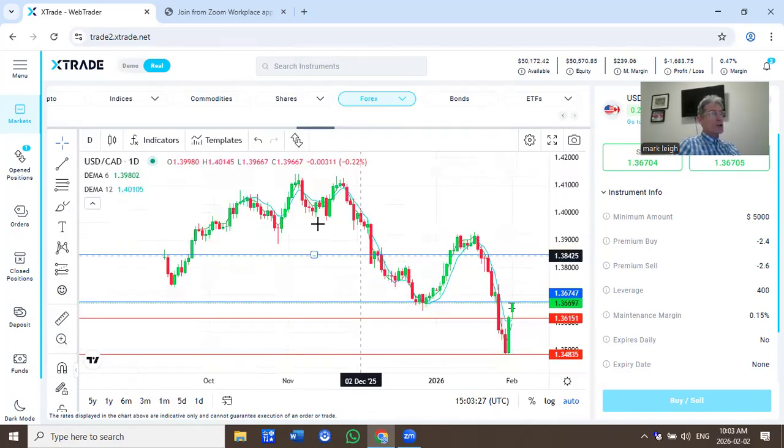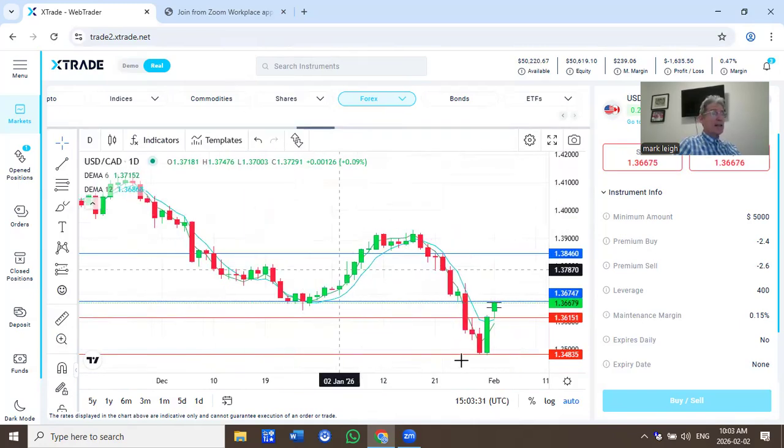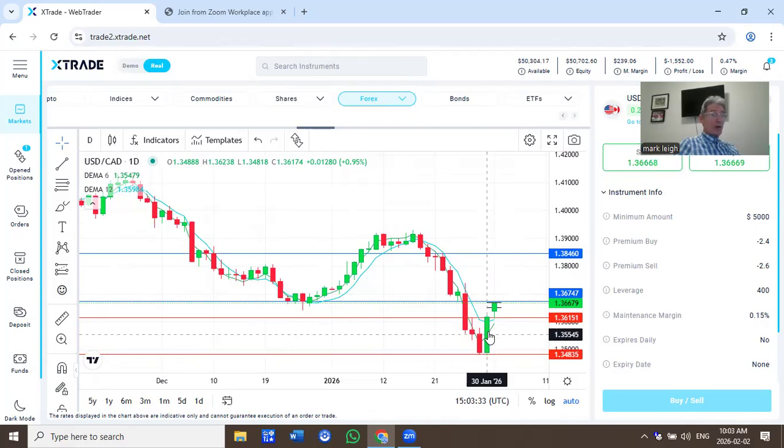US dollar against the Canadian. Certainly strong US dollar against the Canadian. You can see that Friday was a strong day, double bottom and engulfing the previous candlestick, gapped higher to start today, and so far strong, certainly buyers prevailing and US dollar strengthening against the Canadian.